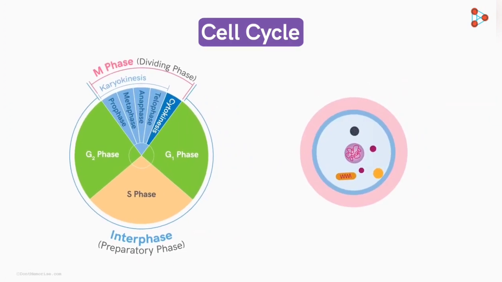This cell goes through 3 phases, namely G1 phase, S phase and G2 phase in order to grow and prepare itself for the actual division. And can you tell me what happens to the genetic material during the interphase? That's correct. The DNA is replicated to make an identical copy of each chromosome. On similar lines, other organelles of the cell also get duplicated in this complete phase.